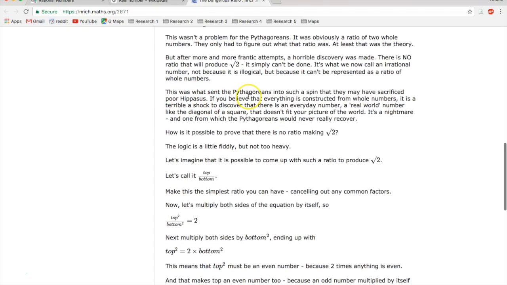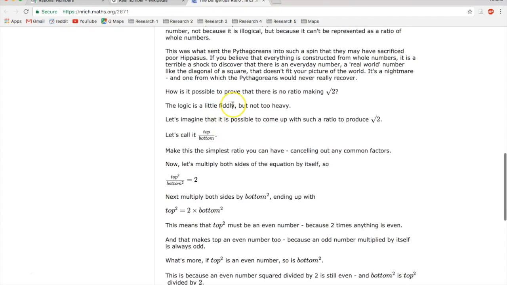This is what sent the Pythagoreans into such a spin that they may have sacrificed poor Hippasus. If you believe that everything is constructed from whole numbers, it is a terrible shock to discover that there is an everyday number, a real-world number like the diagonal of a square, that doesn't fit your picture of the world. It's a nightmare, and one from which the Pythagoreans would never really recover.